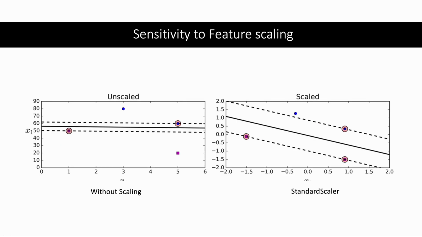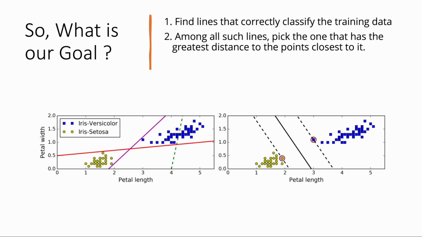Let's try to see this over here. So what is our goal for this classification? Now the goal for any classification is to classify the data correctly. That's the first goal. The second, we have so many lines. Out of all these lines, pick the line which has the greatest distance to the point closest to it. What do we mean by that? Let's see the picture on the right.